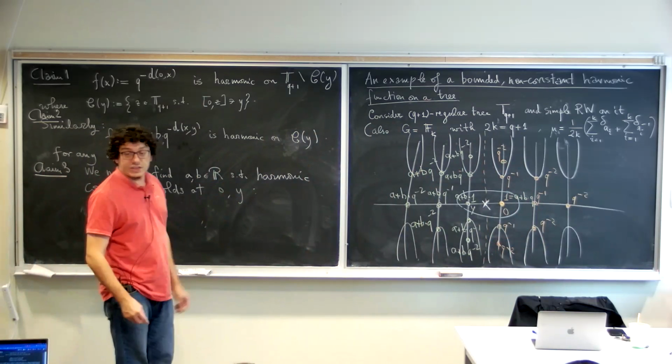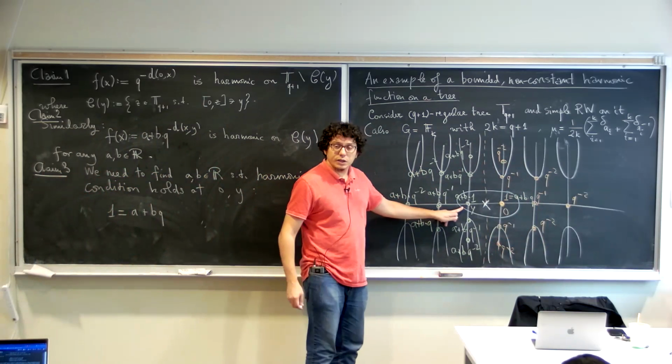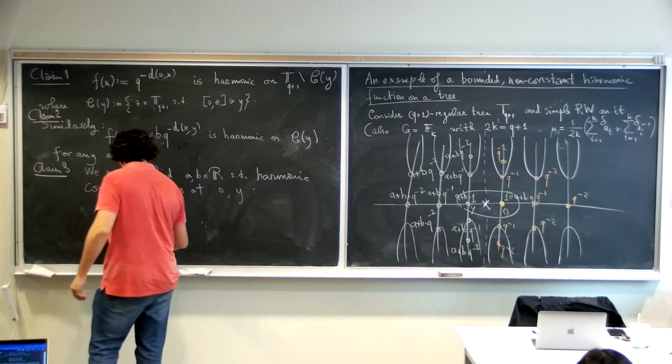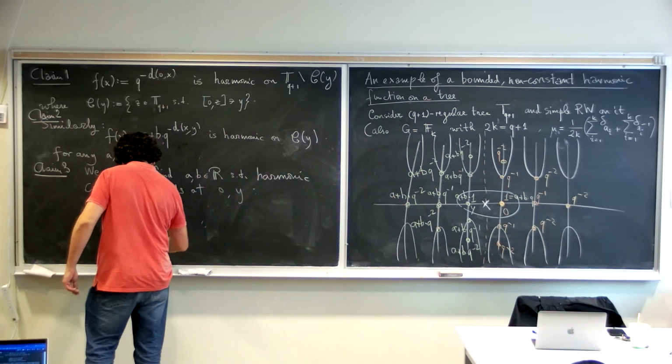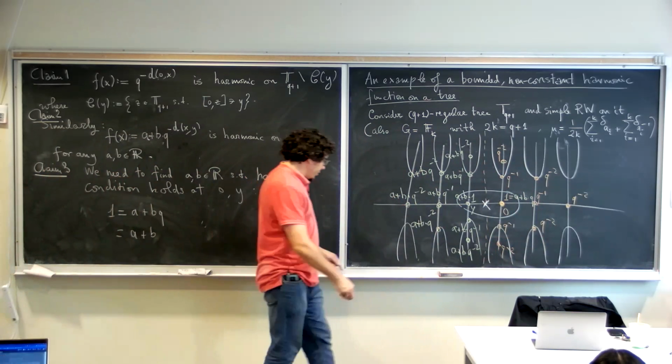So this is the value at 0. And for the value at y, we know we are given the value of a plus b from the left formula. And what would the right formula tell you?